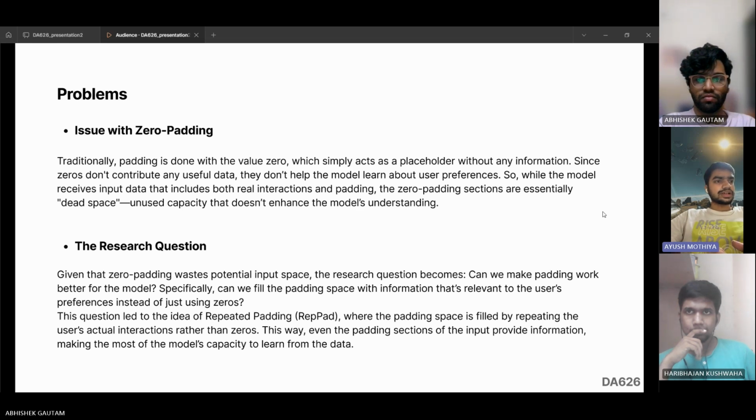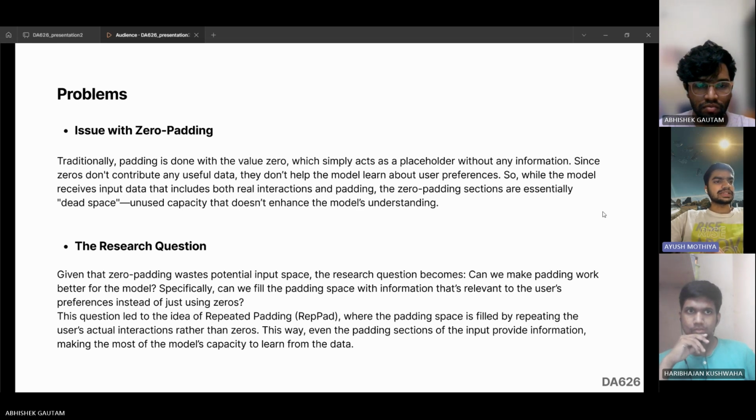The research question comes with this issue in mind. We asked ourselves an important question: can we make padding work better for the model? Instead of simply using zeros, can we fill the padding space with relevant data that reflects the user's preference and behavior? This question led to the exploration of repeated padding, RepPad. Rather than using zeros, RepPad proposes to fill the padding space with the user's actual past interactions. This way, even the padding sections of the input contain valuable information.